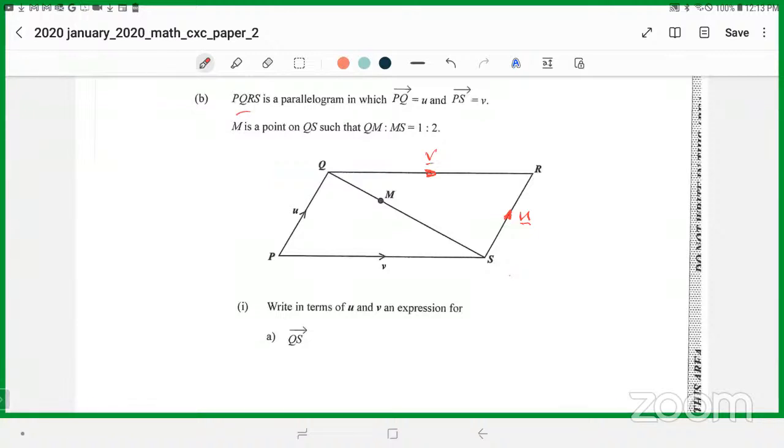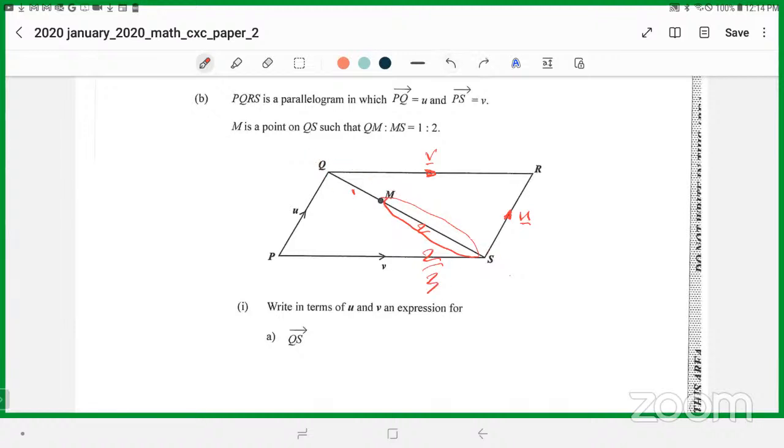Then it says, M is a point on QS, such that QM to MS is 1 to 2. It's basically the same question I've said multiple times, with different letters in it. I can put the ratio on the line, 1 to 2. 1 part, 2 parts. This is 1 part of the line. This is 2 parts of the line. So the total parts on the line is 3. So this piece is 1/3 of the whole QS. Simple as that. And this piece down here is 2/3 of the whole QS.